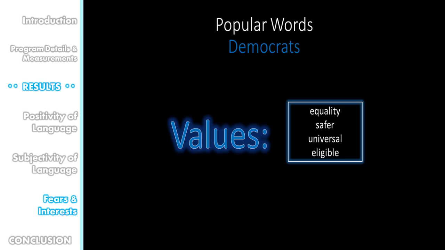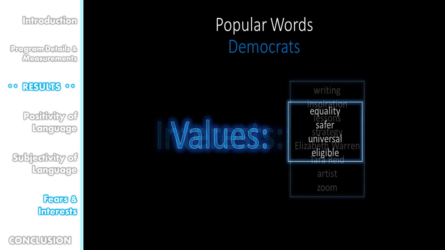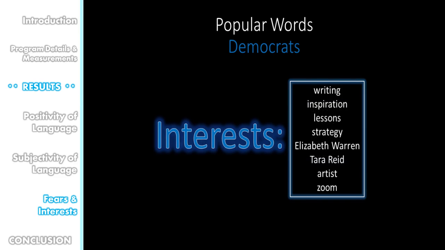So these are words that they use much more frequently. So they value equality, safety. They value the universality of benefits and opportunities. That's why they also use the word eligible. They want everyone to be eligible, equitability. And then finally we get to their interests.